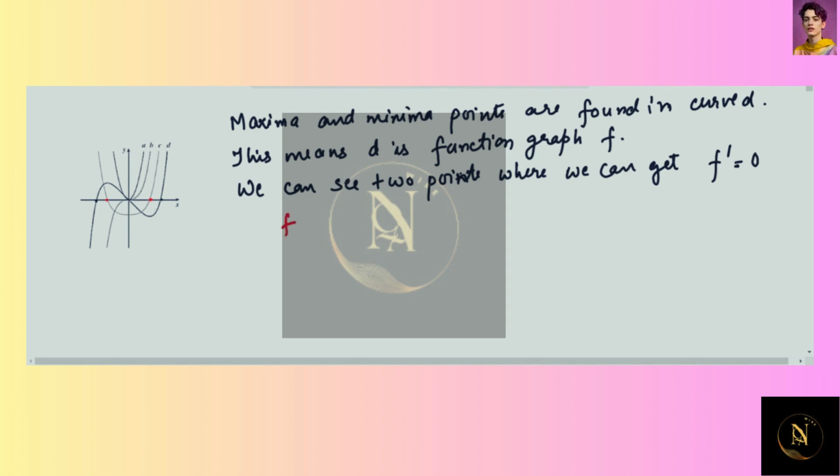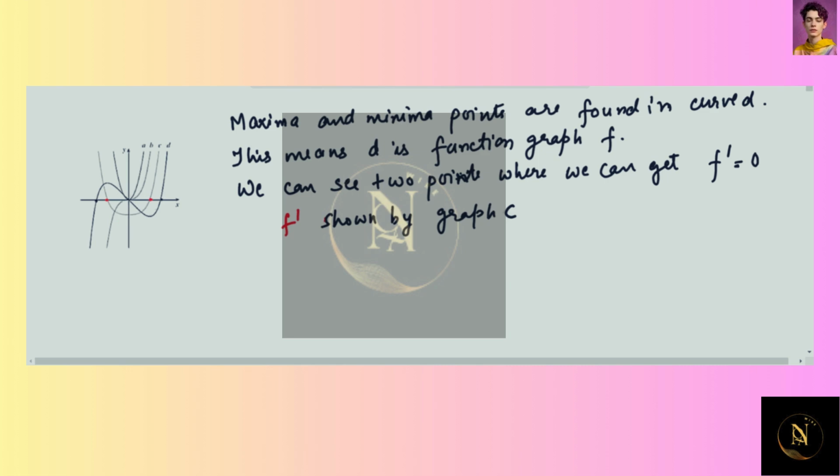So that's why, sorry, this is f dash. For f dash, we are considering the function graph, right? So f dash is shown by graph C here. Okay.